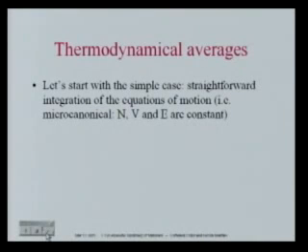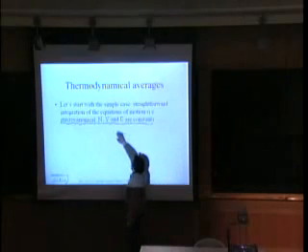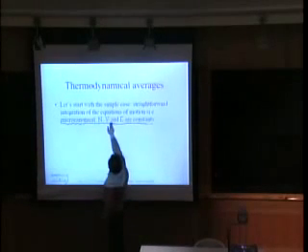Okay, so let's see how we actually go and try to do this in a computer experiment. And I'll start with the simplest case, which is what is called the microcanonical case. That is, we perform a simulation where the number of particles is constant, the volume is constant, and the total energy of the system is constant. This is what is called a thermodynamical ensemble. Again, these are all extensive variables, and you are fixing them.